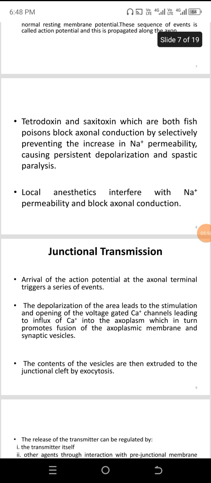The next step is junctional transmission. And what happens here? With the arrival of the action potential at the axonal terminal, a series of events will be triggered. The depolarization of the area will lead to the stimulation and opening of the voltage-gated calcium channels, leading to influx of calcium ion into the axoplasm. And calcium ion is essential for the fusion of the exoplasmic membrane and synaptic vesicles. So with the fusion, there will be an opening traversing the two membranes, and the contents of the vesicles will then be extruded to the junctional cleft by the process of exocytosis.